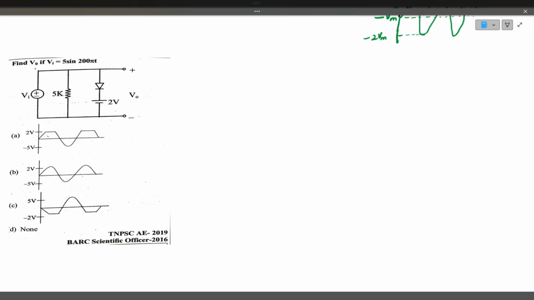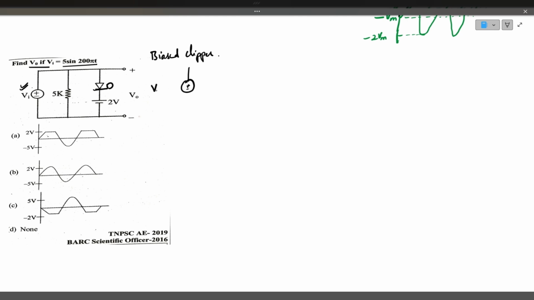Find the output voltage if Vin is 5 sin 200 pi t. If you see the given circuit, it is nothing but a basic biased clipper circuit. Here the diode D has its negative terminal connected to plus 2 volts, and the P type is connected to Vin. By simple logic, the diode will be forward biased or reverse biased. It has only two functions.